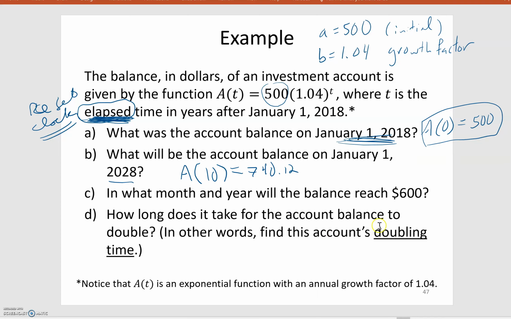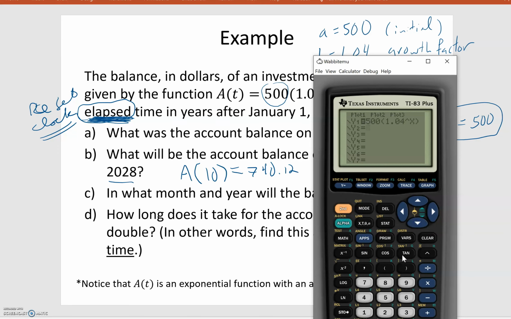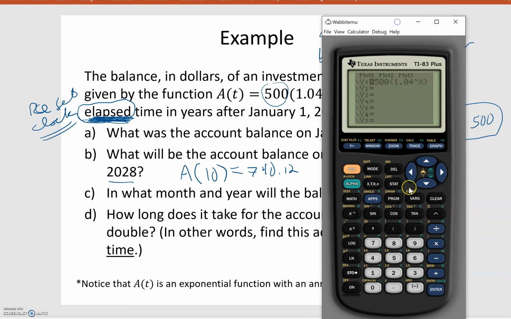In what month and year will the balance reach $600? Again, we need the model for this, and this is a calc intersect question because $600 is an output and we want to know the time that it takes to get to that. I'm going to need to mess with my window. Right now I've got my window starting way off from a previous problem. Now remember, we reset the clock, so this is going to start at time 0, and I probably don't need to go to 2010. I could probably just go to like maybe even 20.